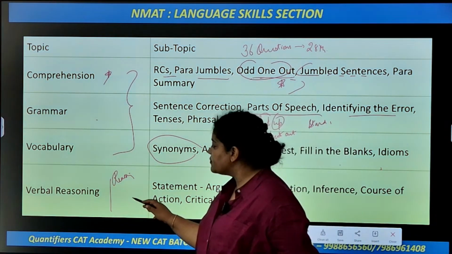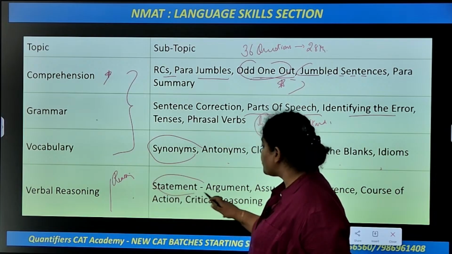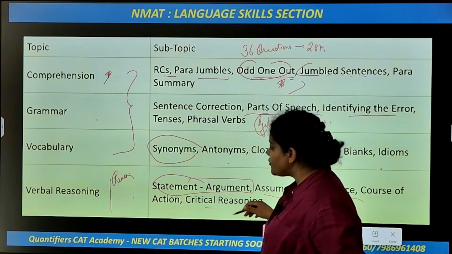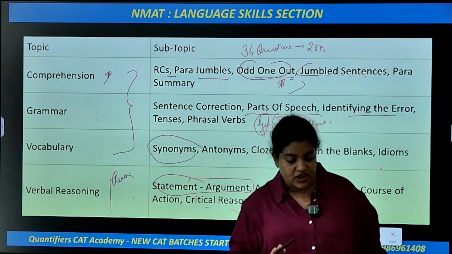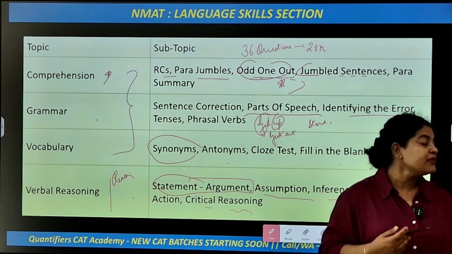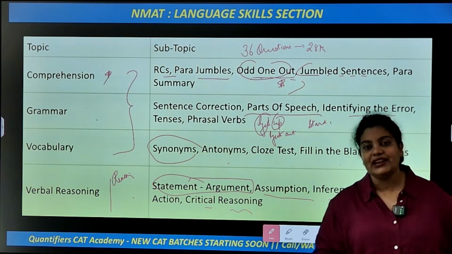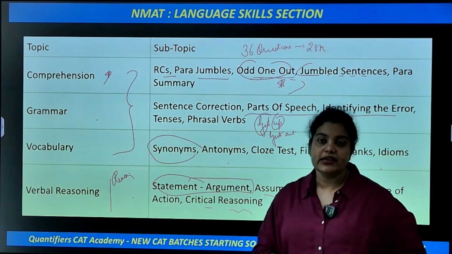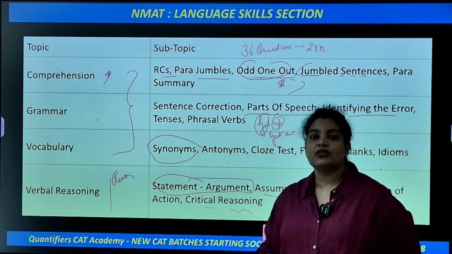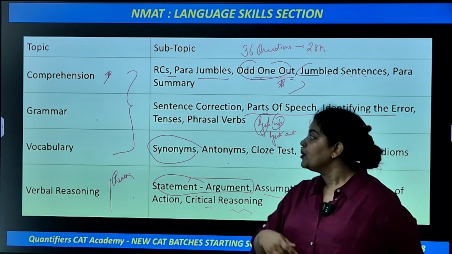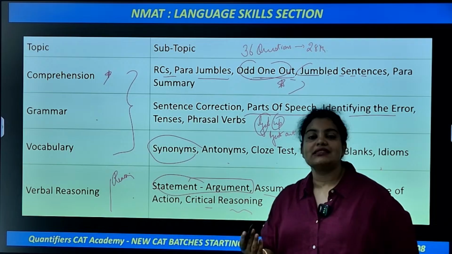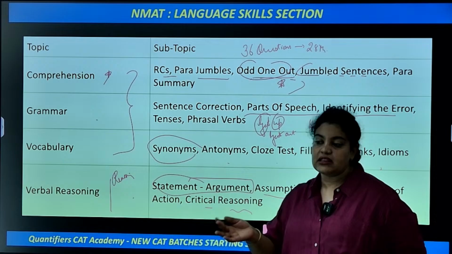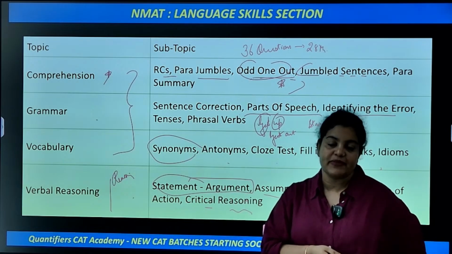Next up, what we have is verbal reasoning. In verbal reasoning, you get questions on statement and argument, assumptions, inference, course of action, and a little bit of critical reasoning, not as extensive as what you get in CAT, but definitely some small sets of questions on critical reasoning. So in comparison to CAT as a paper, both SNAP and NMAT exams are dominated by all the other topics, rather than focusing only on the comprehension based paper.